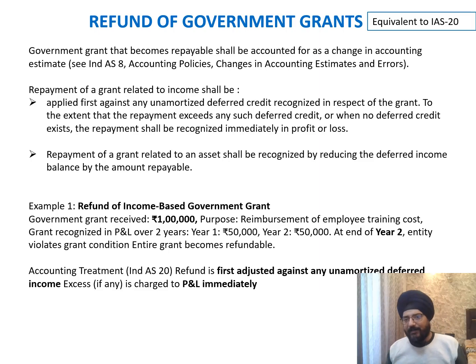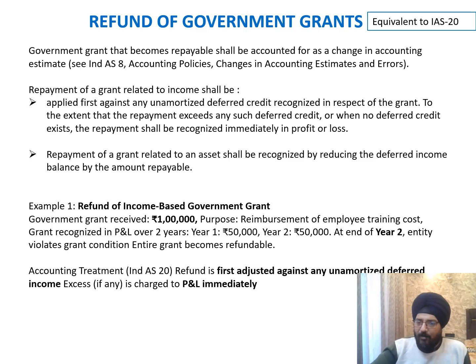So what has happened is, when they received the grant, they debited the bank and credited the deferred income. In year one, they debited the deferred income and credited the income with 50,000, and in the second year they again debited the deferred income and credited the income with 50,000, which means that the entire deferred income has been exhausted and there is no balance in the deferred income. So if in this case a refund has to be made, it has to be directly debited to my P&L, because there is no amount left in the deferred income.